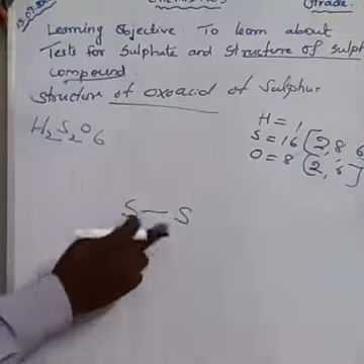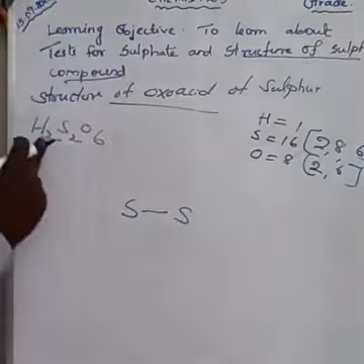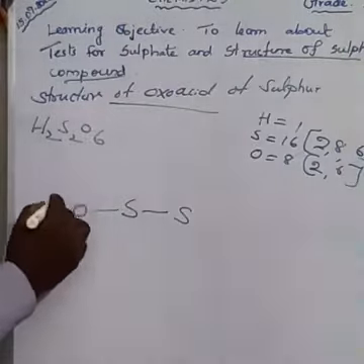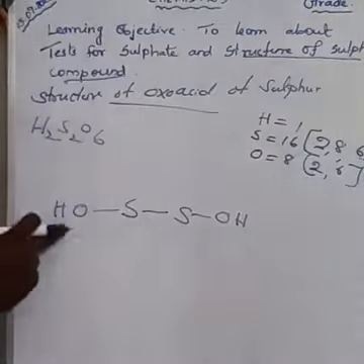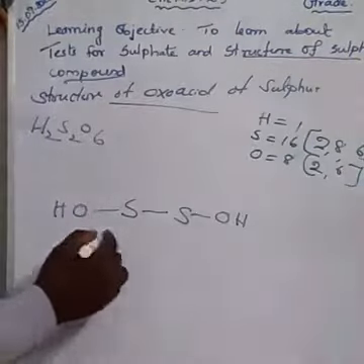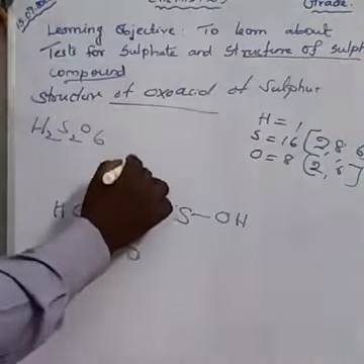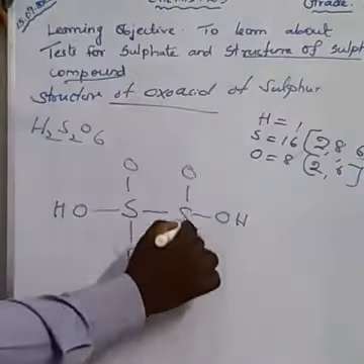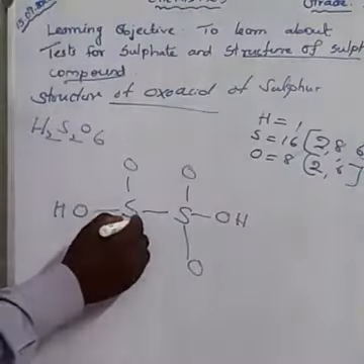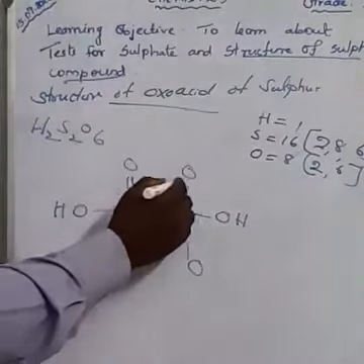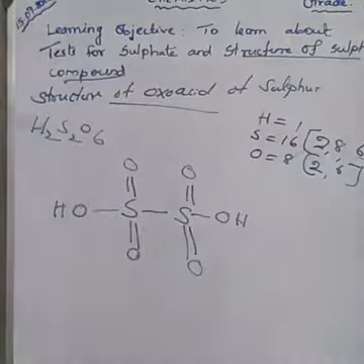Sulfur, sulfur. Then how much hydrogen is there? 2 hydrogen. OH, OH. So out of 6, 2 over. What's the remaining? 4. 1, 2, 3, 4. Am I right? Then how can we balance here? Oxygen have to be single. So make it double bond, double bond, double bond, double bond. So that is also over.